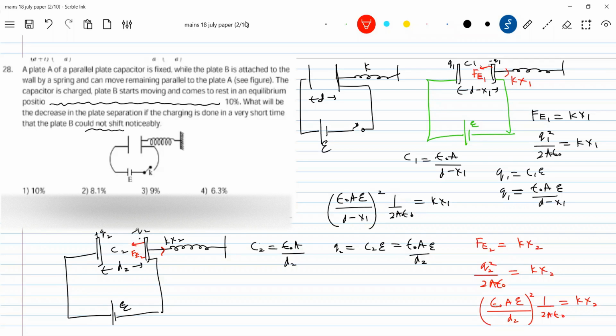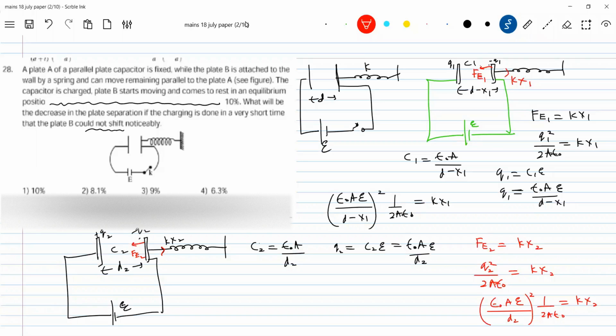This much I have. So if I want, I can eliminate epsilon naught A E square by dividing these two. So I'll get x1, x2, and D2. What is D2? D2 should be equal to D minus x2. And I think some relation for x1 he has given in terms of D. Substituting that, we'll get x2.